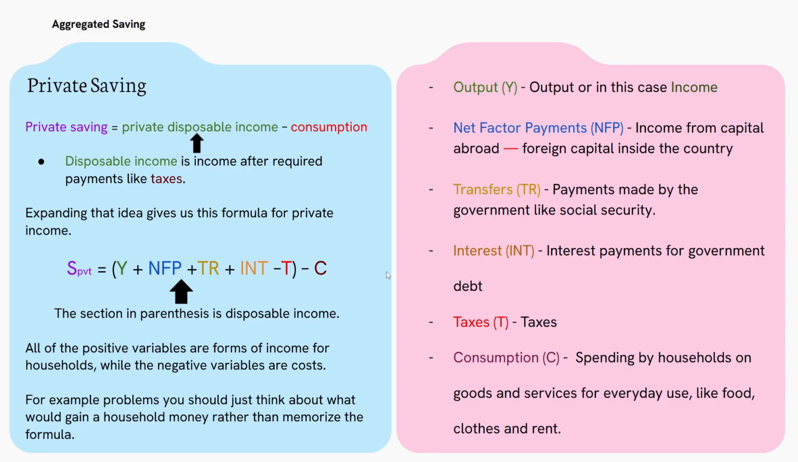And then subtracting taxes, of course, because you have to pay taxes, and it's money going to the government, so it's a loss for your private savings. And then finally, minus consumption, which is everything you're spending on goods and services that you use every day, like food and clothes and rent.